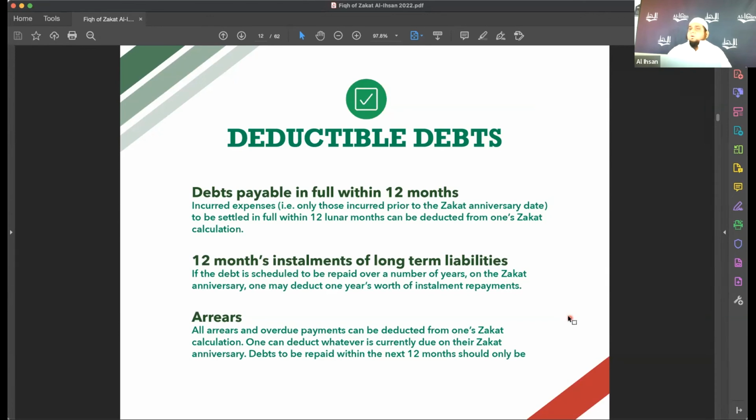So if it's an expense that's coming up, you can't deduct that, right? Because the only case you could apply deductions is if something is already due on you at that time. You may be paying it off in the next year, but at the time of your zakat date, your zakat anniversary, it is due on you. So in the example you gave of a wedding or some travel or some expense, those expenses are not due on you yet, right? So you can't deduct those from your zakat.